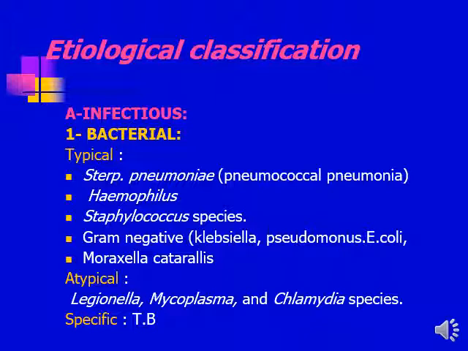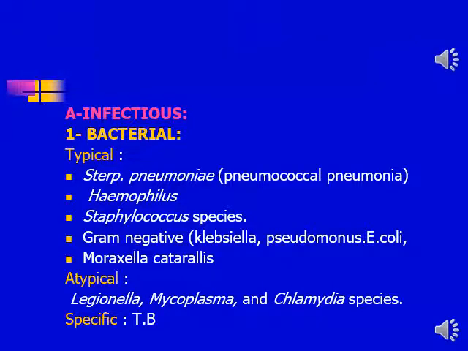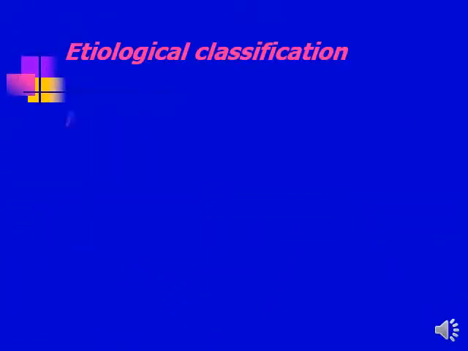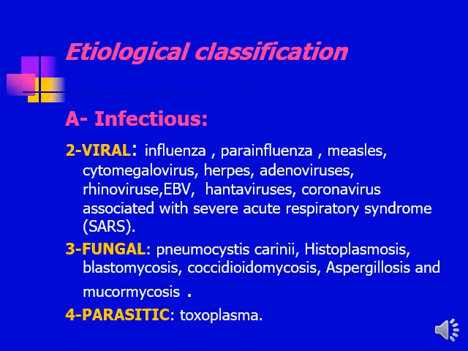If there is a specific cause of this pneumonia, I need the specific treatment. If I have tuberculous pneumonia, I won't be cured unless I have anti-tuberculous drugs. So this is very important. The cause may be infectious other than bacterial, it may be viral or fungal or parasitic, and this mainly occurs in immunocompromised patients.